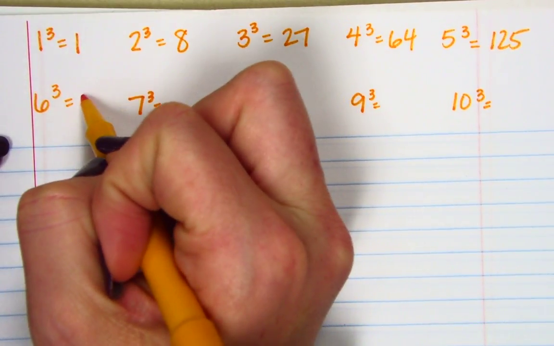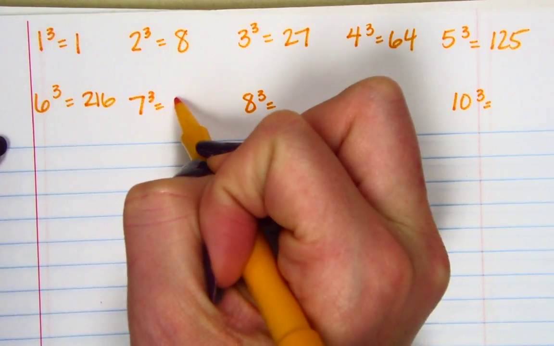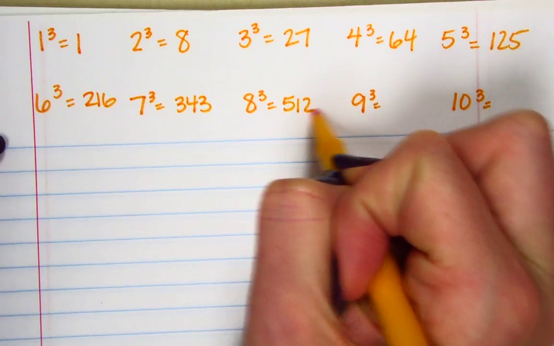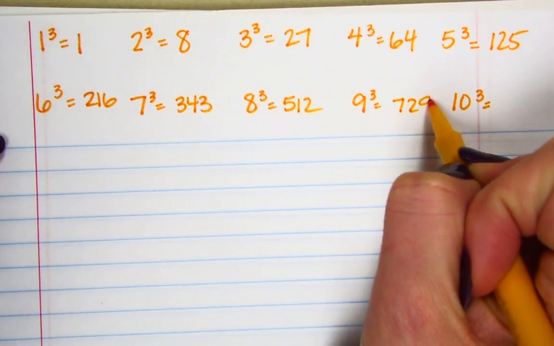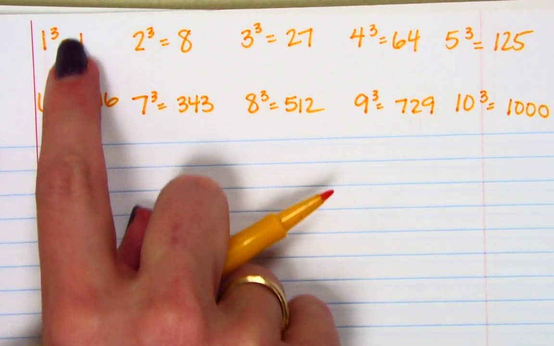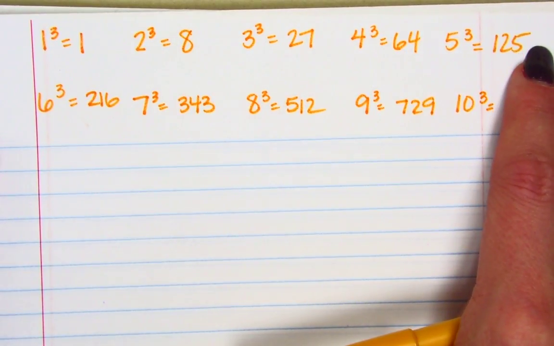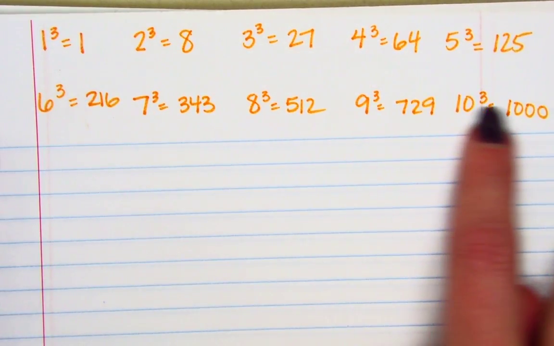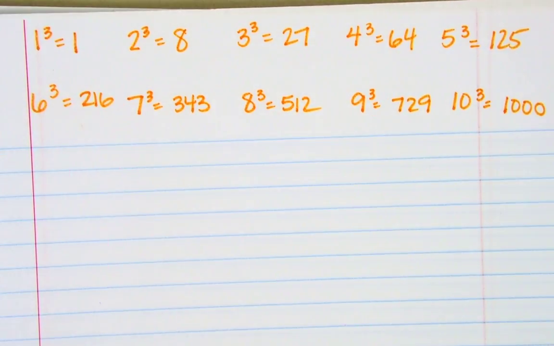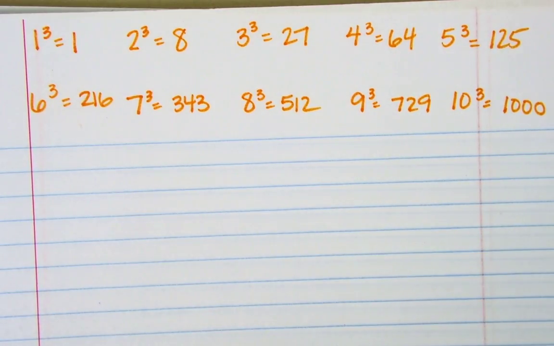6, 216, 7, 343, 8, 512, 9, 729, and 10, 1,000. Again, they use these, especially the top row, a lot because those aren't as big of numbers. I don't see these quite as often because they get to be really big numbers. But if you know your cubes off the top of your head, it makes some of the next things we're going to do really easy.